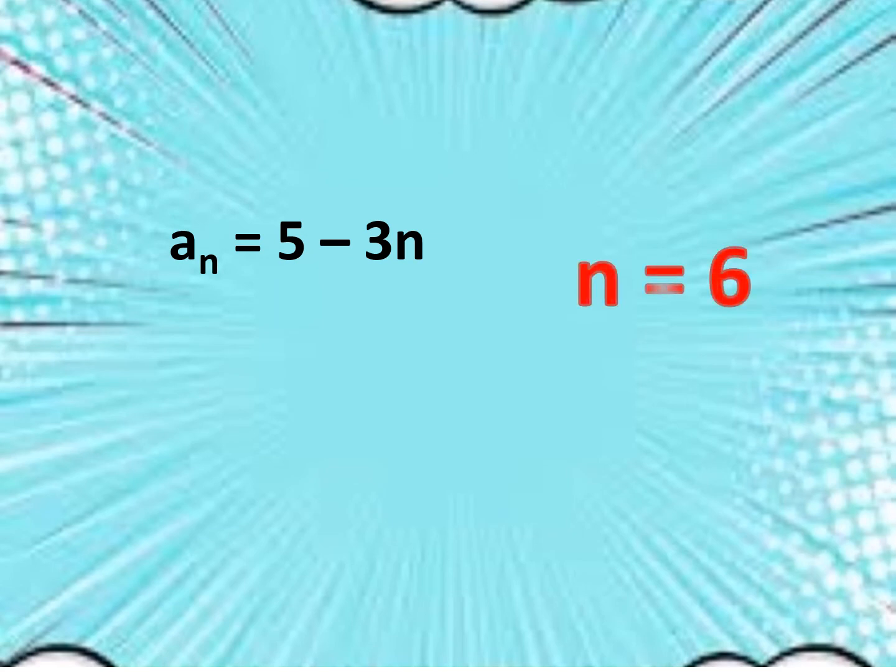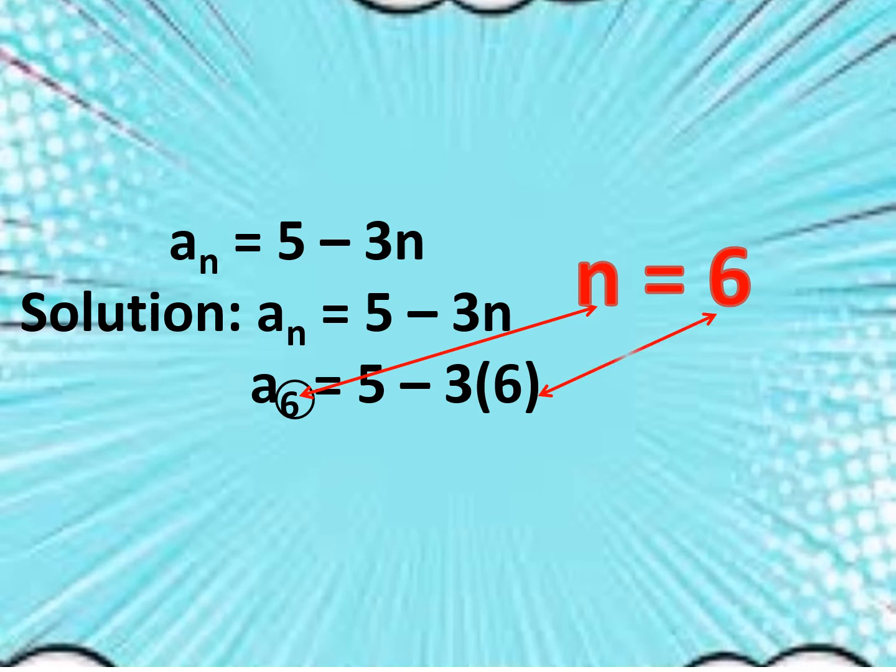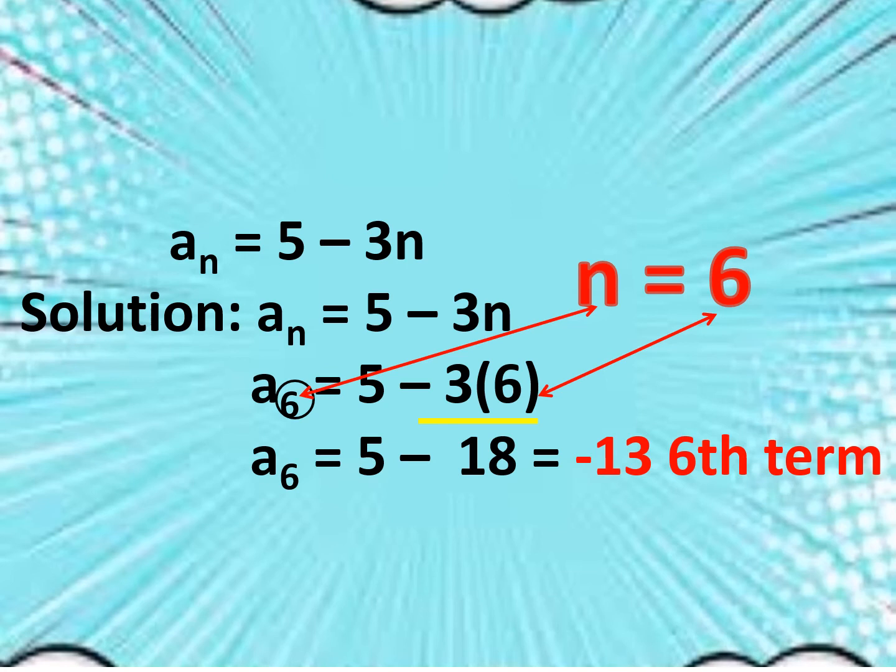Next, this time our n is equal to 6. So again, a sub n is equal to 5 minus 3n. Substitute the value of n by 6. So you will have a sub 6 is equal to 5 minus 3 times 6. So you have to multiply first 3 times 6. Now a sub 6 is equal to 5 minus 18 is equal to negative 13, our sixth term.